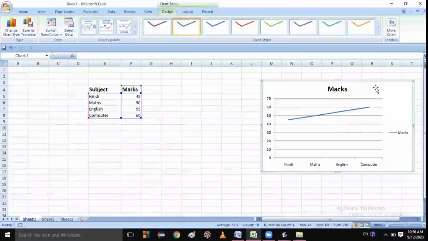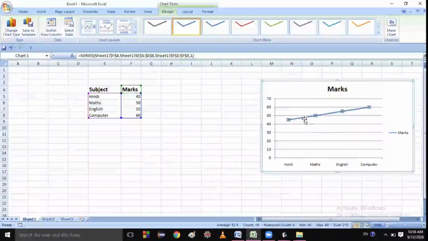So when I will make the line chart, students, when I need to just watch the changing data over a period of time. Over a period of time, if I want to see how the data is changing, then we will use line chart. Just see here, it is changing like this. This is 45, then this line shows you the change in data.